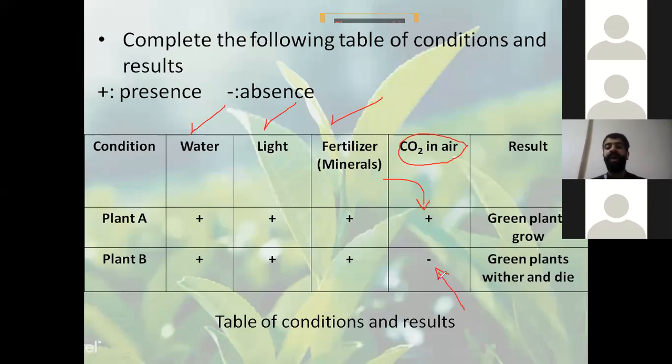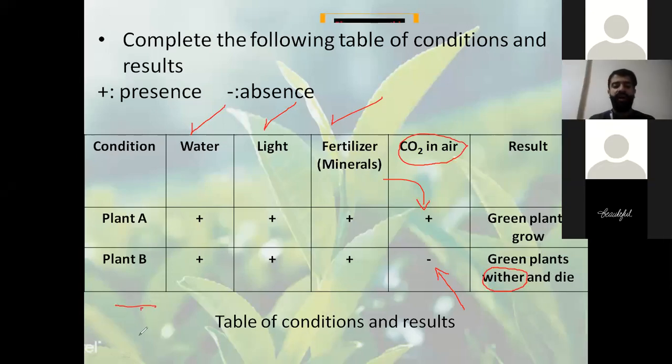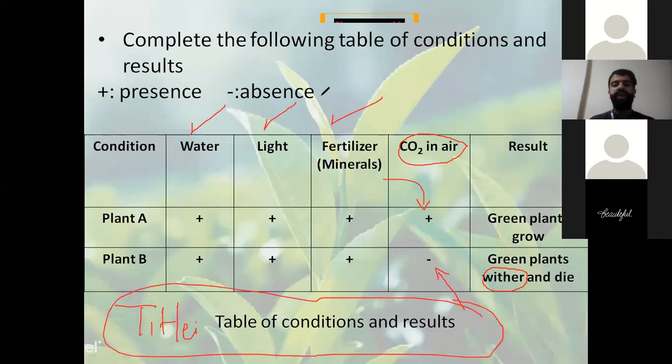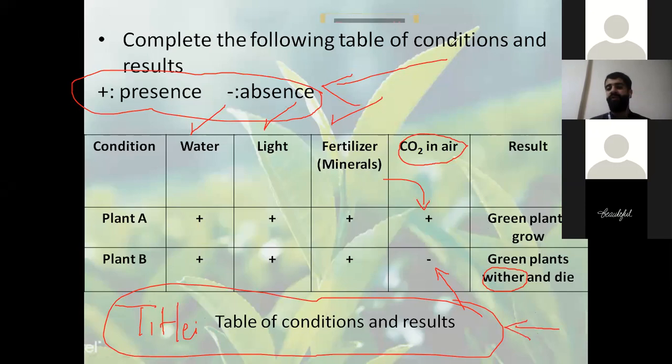The result is that the green plant grows normally in plant A, while the green plant in B withers and finally dies. What does wither mean? It means that they wilt. They wither and finally they die. And this is the title of the table of conditions and results. Don't forget to write the title of the table and the legend: plus means presence and minus means absent. These are very important for the table; without them, you can't get the full mark for the table.